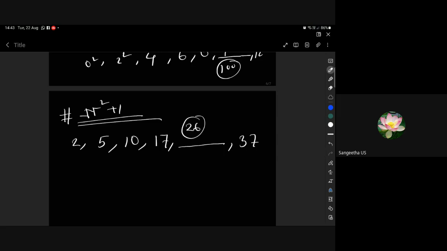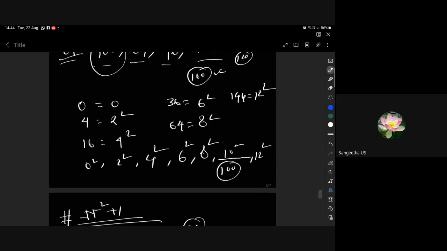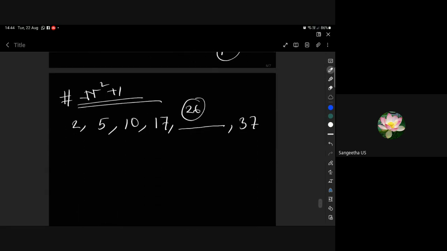See, how did you find? Here there are two ways to solve this problem. One is n square plus 1. Another one is the series of addition we have just completed. So first we will apply the n square plus 1 series, as we are already solving the series of n square plus 1. Suppose 2, you can write 2 is equal to 1 square plus 1.